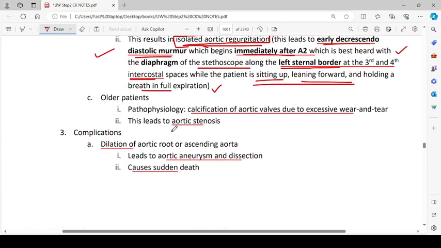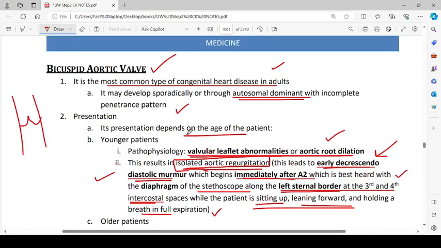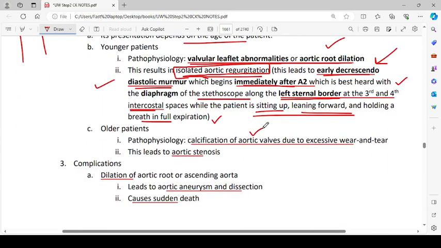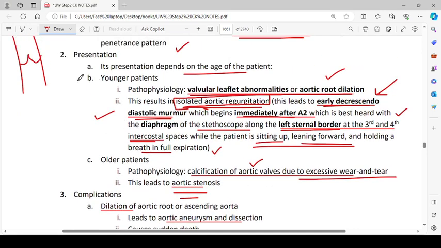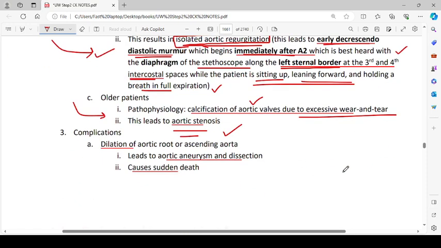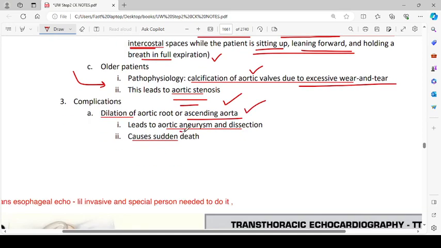In older patients, the pathophysiology for the bicuspid aortic valve is the calcification of the aortic valve due to excessive wear and tear. This leads to aortic stenosis. In a younger patient, the bicuspid aortic valve is associated with aortic regurgitation because of valvular leaflet abnormalities or aortic root dilation. But in an older patient, the same problem is associated with aortic stenosis because of aortic valve calcification. Complications: dilation of the aortic root or ascending aorta leads to aortic aneurysm and dissection and causes sudden death.